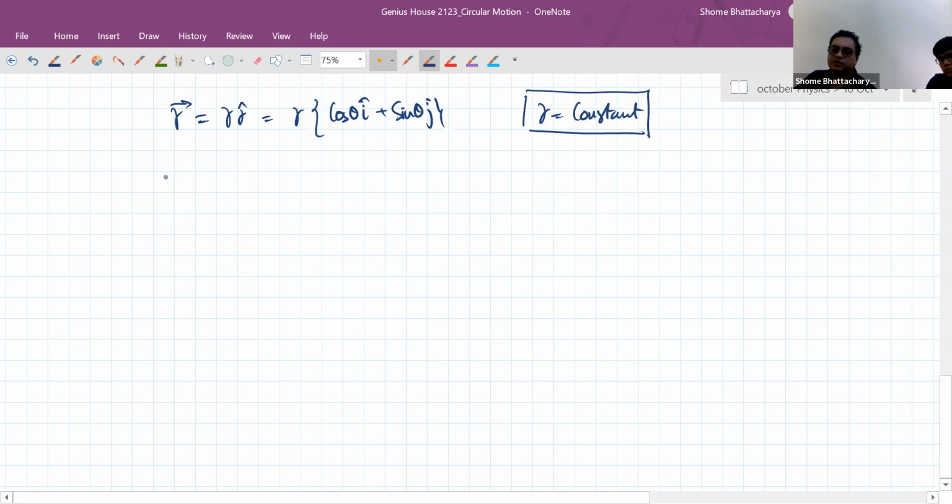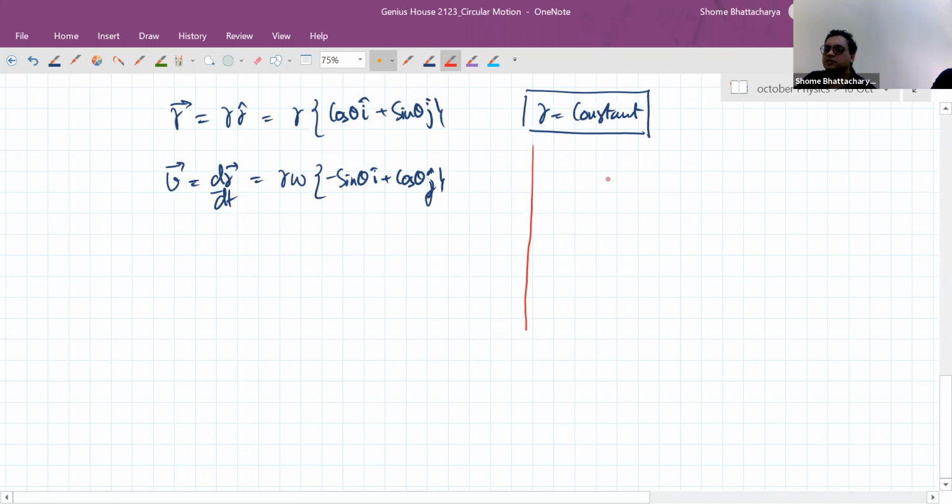Now the next thing we saw is that when we differentiate this, we get the velocity. I'll very briefly go over this again: this becomes r omega times minus sin theta i cap plus cos theta j cap. While I'm explaining this step of differentiation once more, I'll list out a very important thing: if you differentiate the unit vector r cap with respect to time, it gives us something very interesting. The rate of change of cos theta i cap plus sin theta j cap. Now we can try this orally.